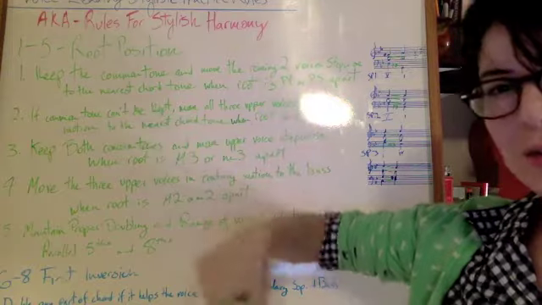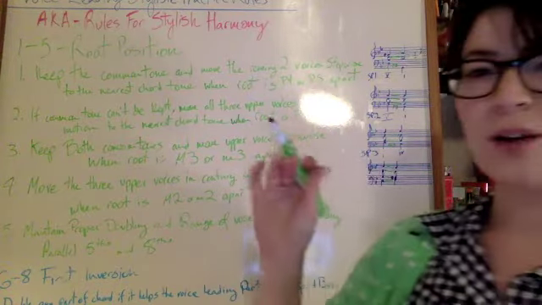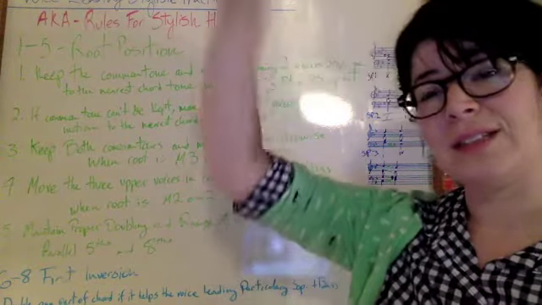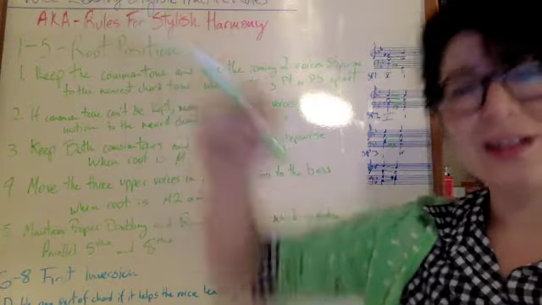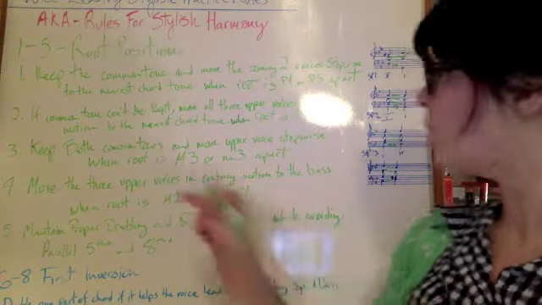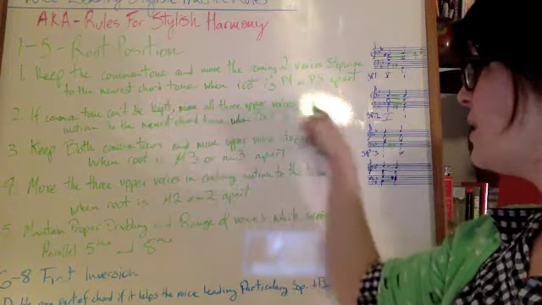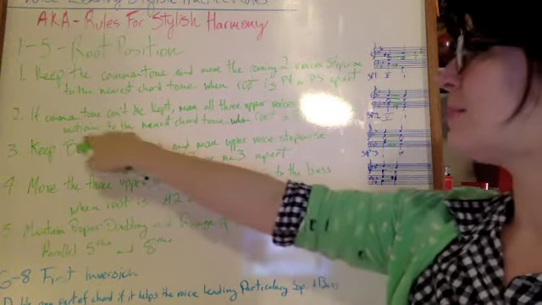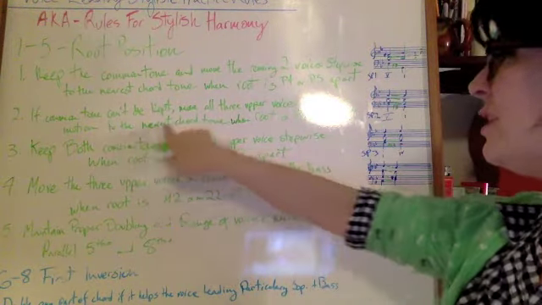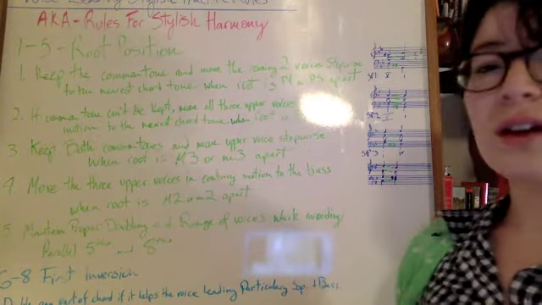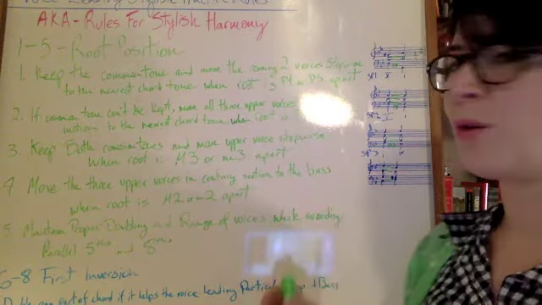Maybe it's the common tones in the bass, something like that, or it's already written out and it's in the soprano line and they switched it. Then what you're going to do is move all three upper voices in similar motion to the nearest chord tone, all right? When the root is a P4 or P5.